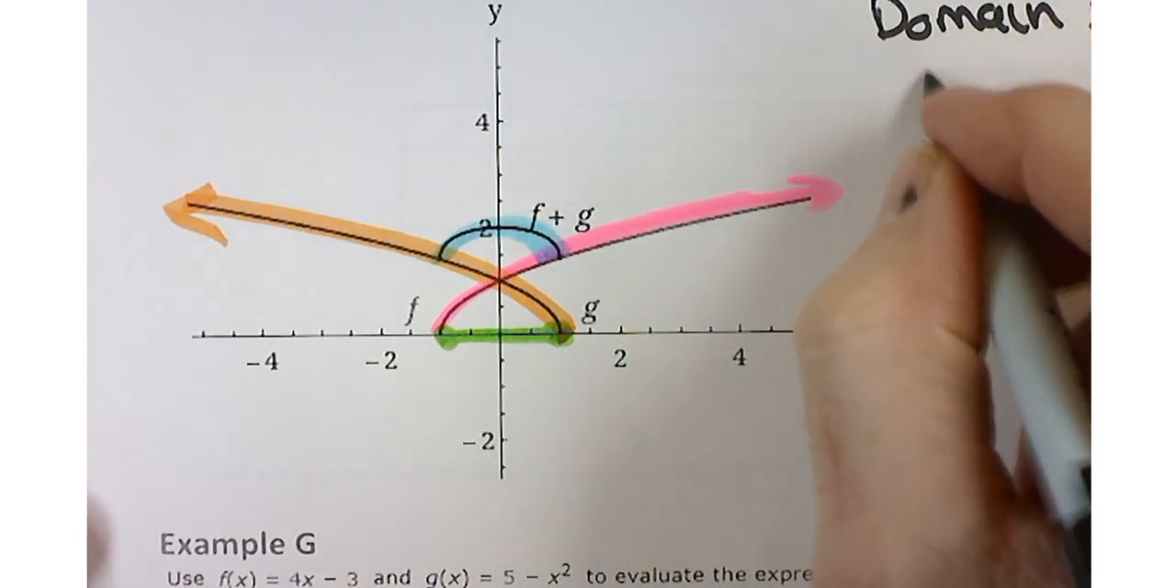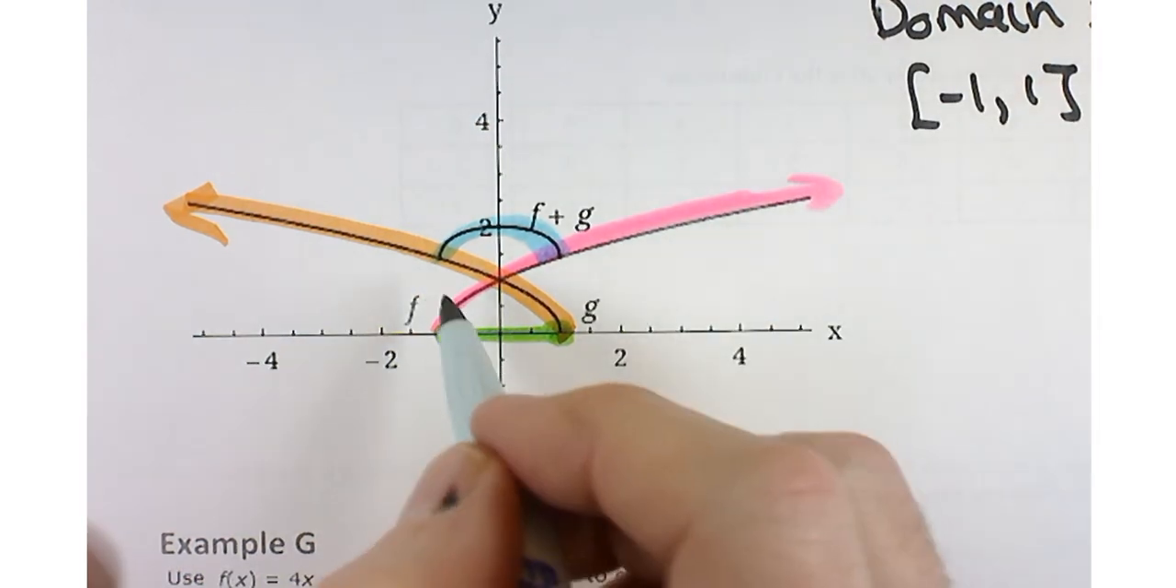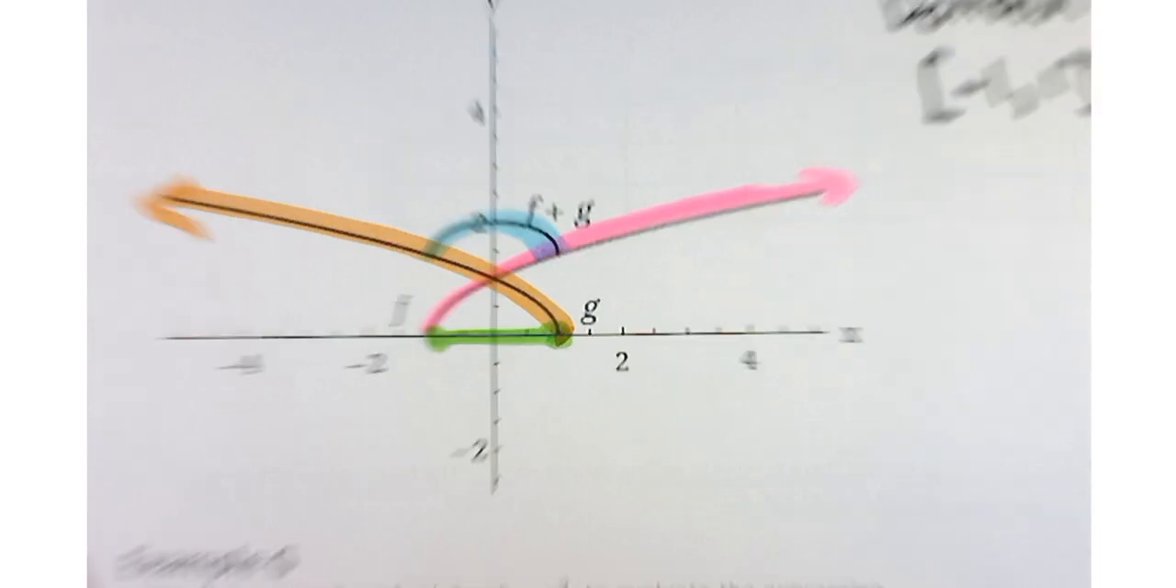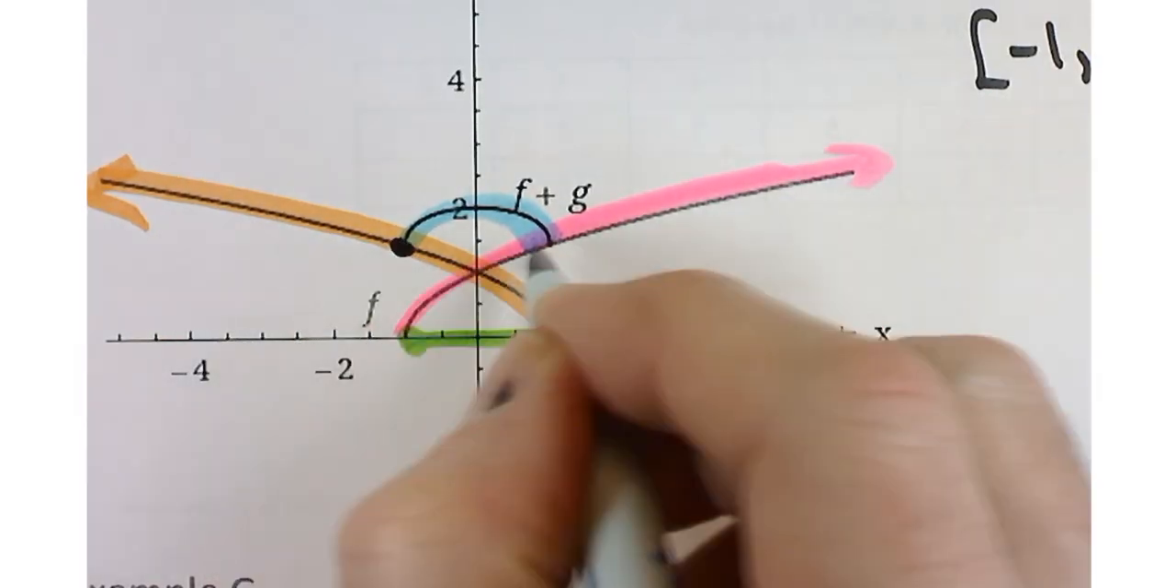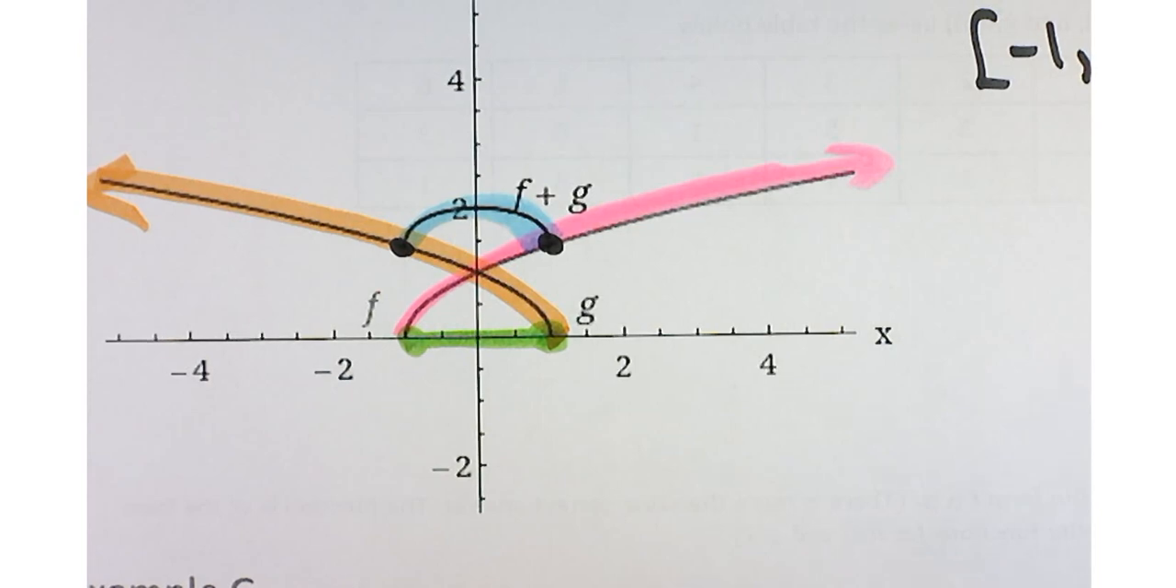How do you determine if it's brackets or not? We're just looking at the graph. It includes the endpoints. Let me make that a little bit clearer. That's why we're including them. Both functions are defined at -1 and at 1.